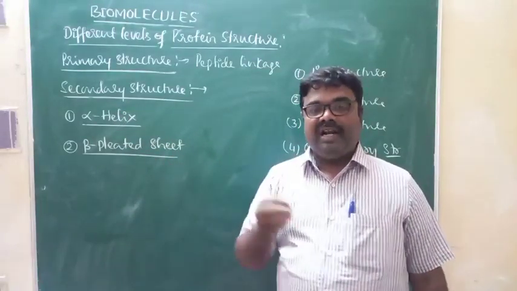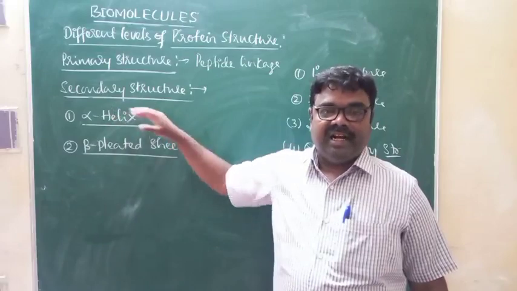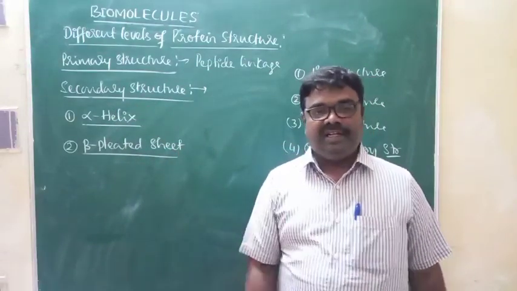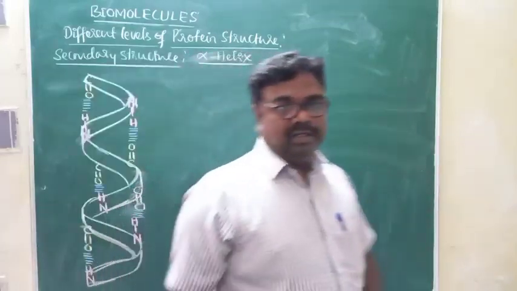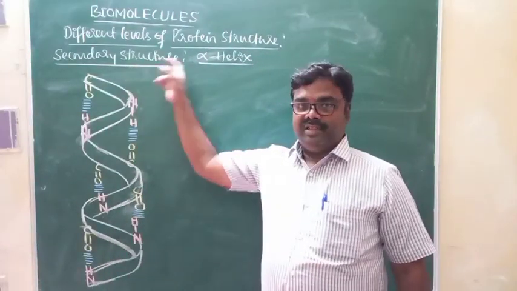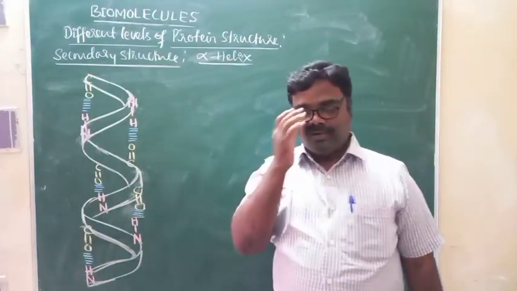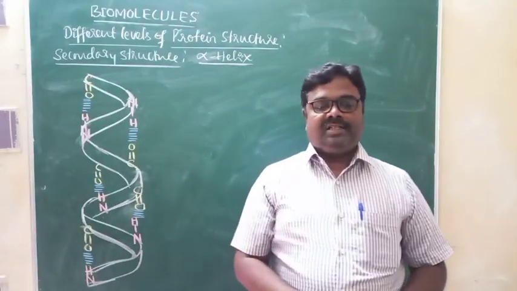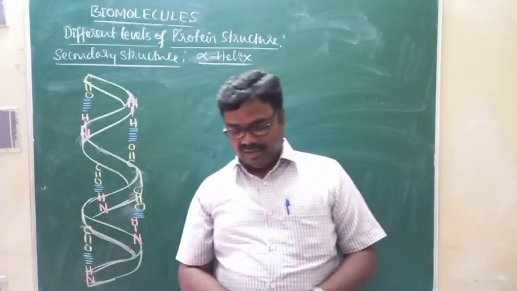by writing the shapes of the alpha helix structure and of course the beta pleated sheet structure. Then we'll go for the details of it. Okay, now we'll see that. Yes, now let us see one of the secondary structures, that is the alpha helix structure. We have two types of secondary structures for proteins, the alpha helix structure and the beta pleated sheet structure.